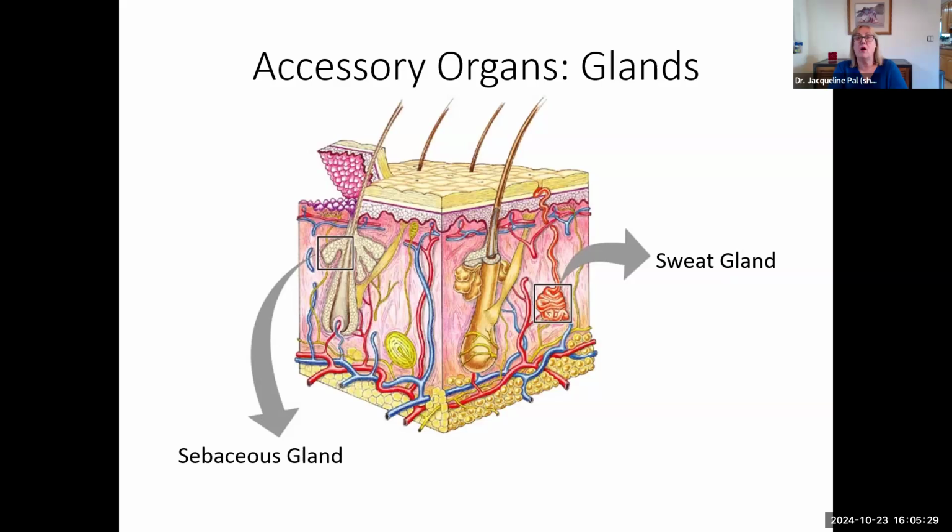Another accessory organ are your glands, and we have two different types of glands. We have sweat glands. You can tell sweat glands because if you look at pictures, you will see what looks like a tube that's all coiled up. So tubes that are all coiled up, those are your sweat glands. The other type of glands, instead of giving you sweat, which is a watery-based substance, give you an oily-based substance, and these are known as sebaceous glands.